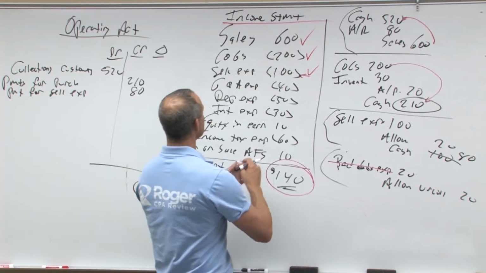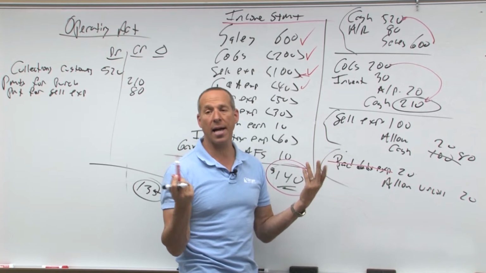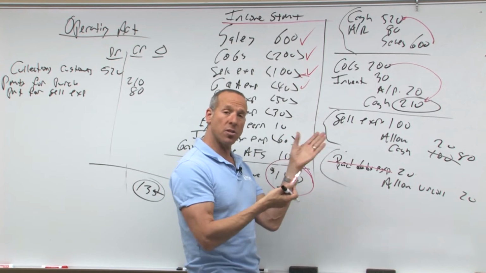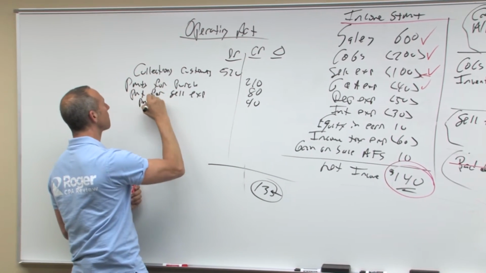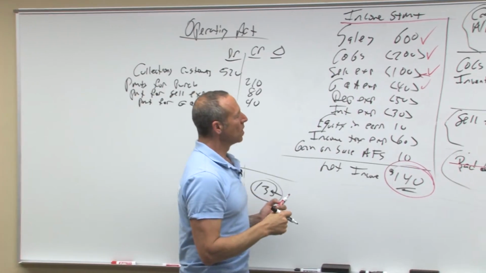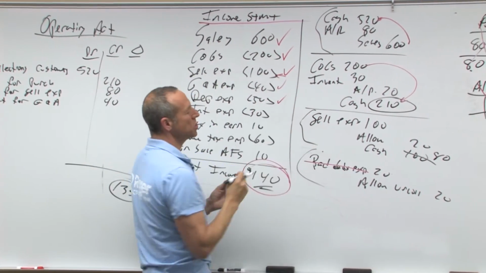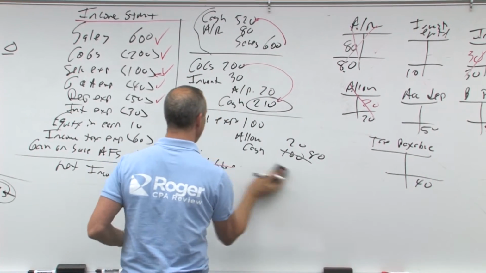All right, next item, G&A. Let's assume that everything in G&A was just paid for cash. So debit general and admin expense, credit cash. So I'll just call it payments for G&A. Boom. Next item, depreciation.